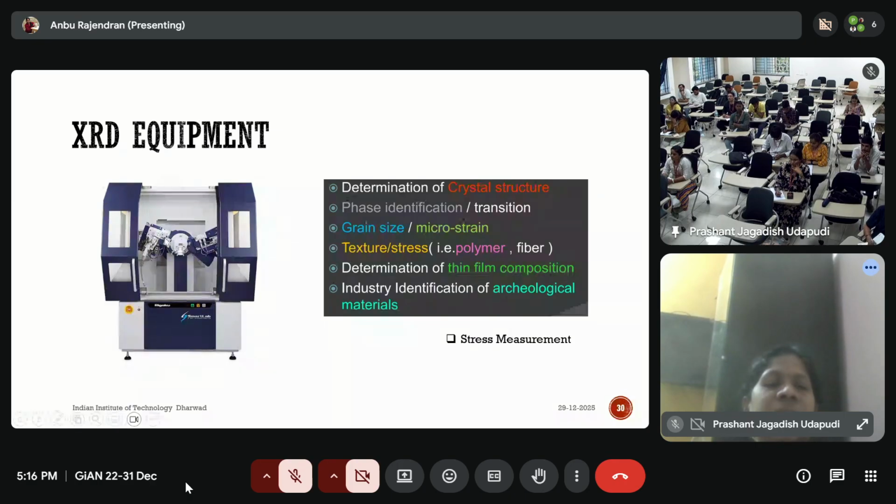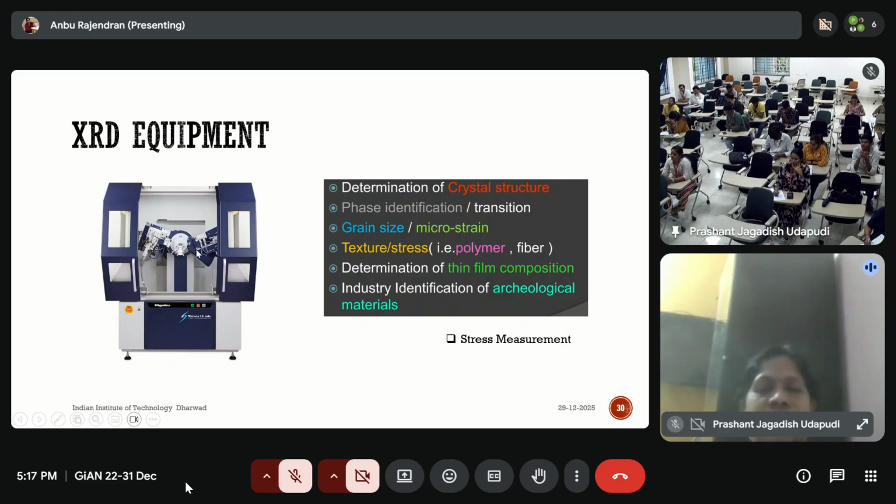So the X-ray will fall, then the diffracted rays will be collected here. From those diffraction details, theta values will be available. The machine will give only theta values with the intensity. Then you should have software to analyze the data. Okay, like EBSD, XRD requires separate software for analyzing the data.